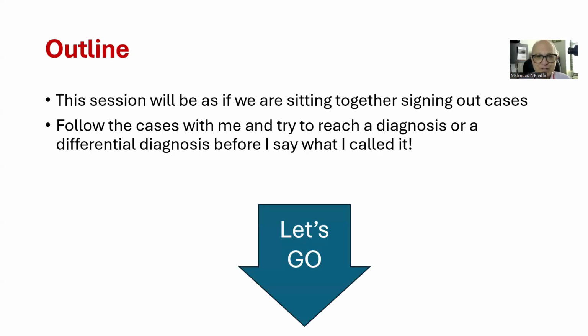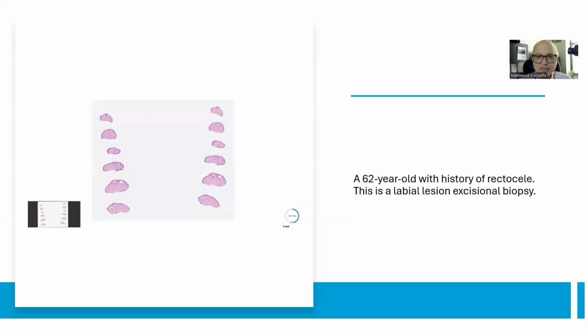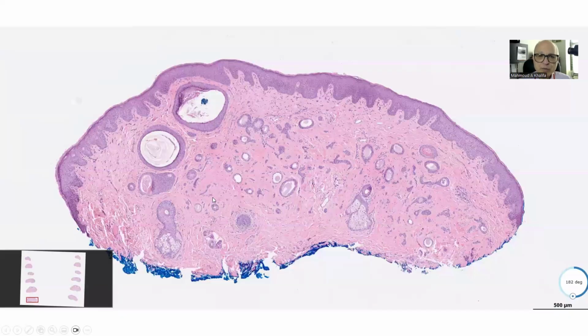Okay, let's go. The first case is a 62-year-old with history of rectocele, and she has a labial lesion. You can see the lesion here is serially sectioned. On this power, I think the most important thing is to make sure that the epidermis doesn't have dysplasia. I don't see mitosis. I don't think there is cancer here.